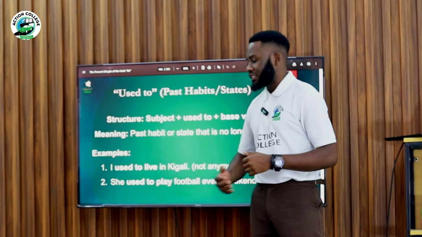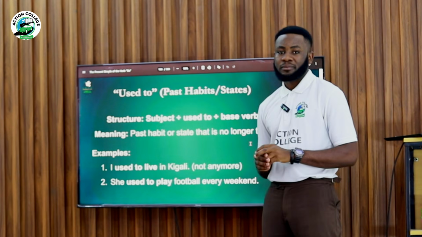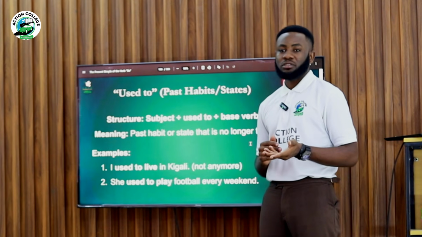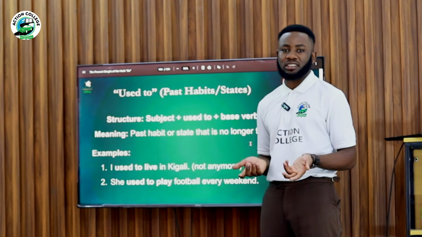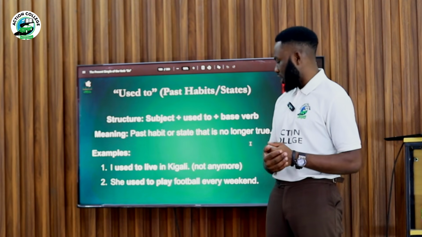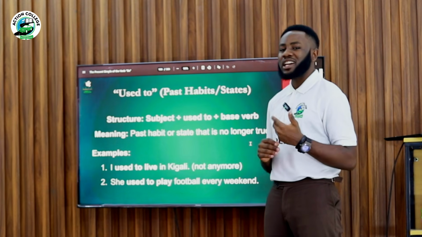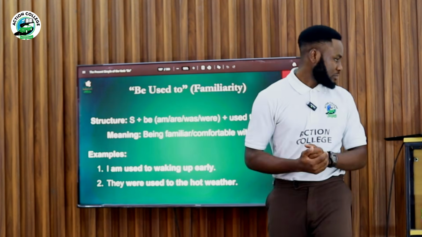Number two, as stated here, she used to play football every weekend. She used to play football every weekend. It means that currently, on weekends, she has another task to do, the person that we are talking about. So this brings the sense of expressing the habit, the state that you had in the past.